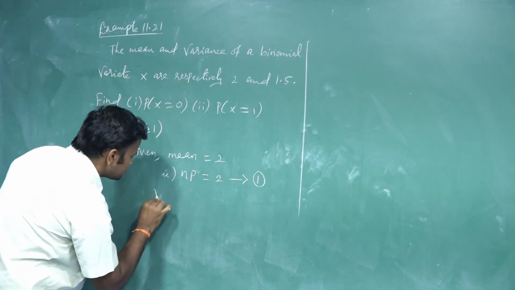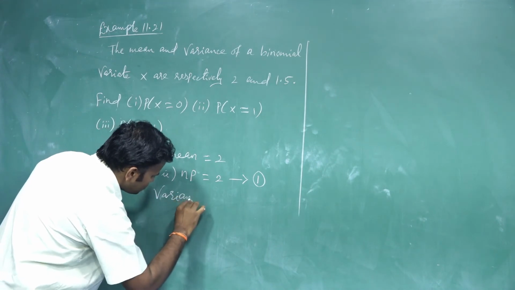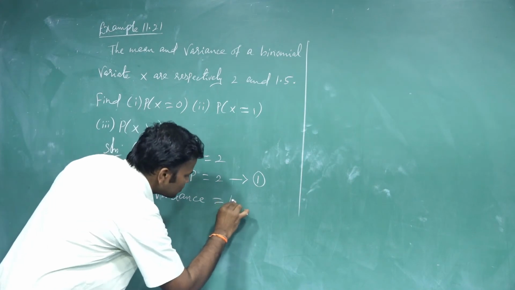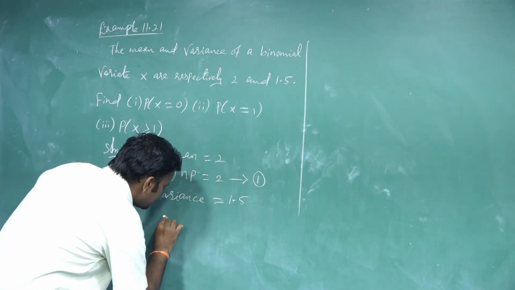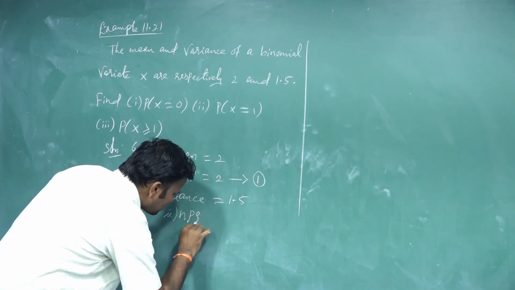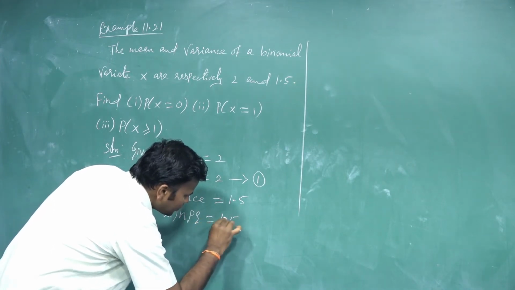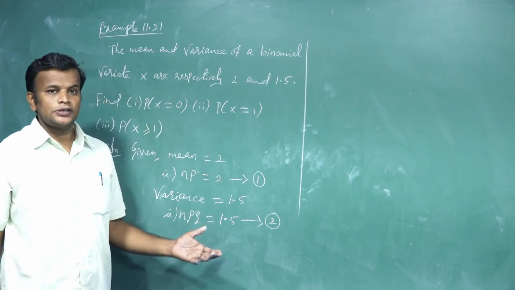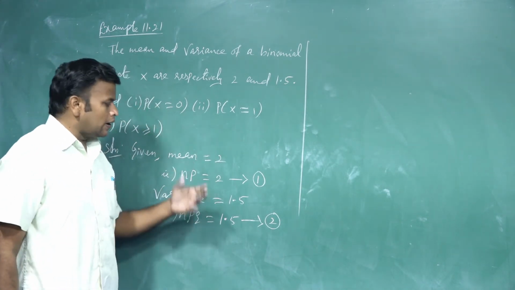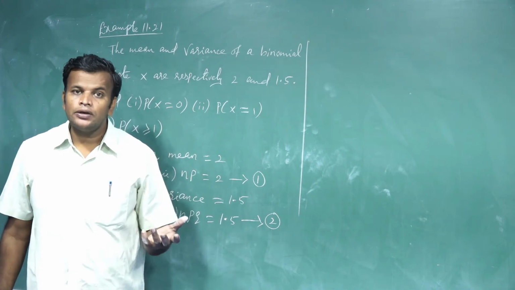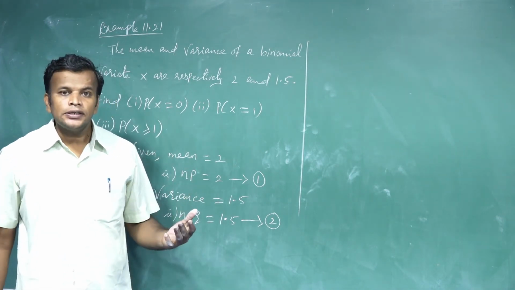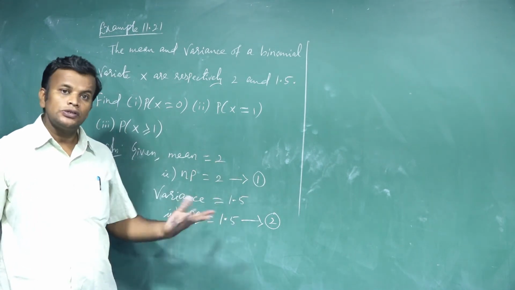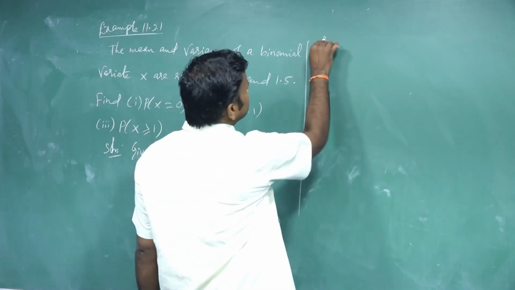Also, variance is given. The value of the variance is 1.5. That is, the formula for variance is npq. That value is 1.5. So I put it as the second equation. Then we divide or multiply, it is your choice, but we need the value of q. It is easy to just divide. It is your choice, we divide either 1 by 2 or 2 by 1. I divide 2 by 1 here.